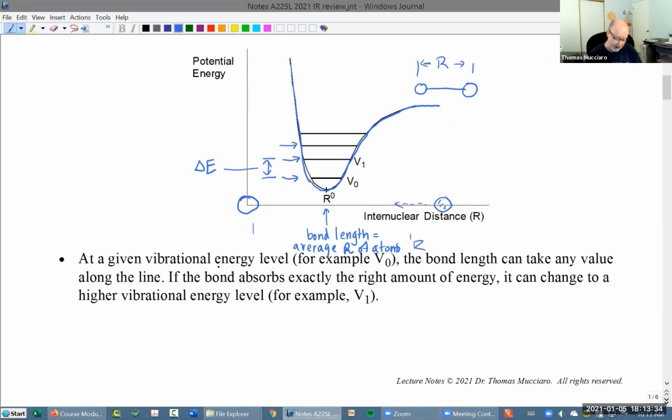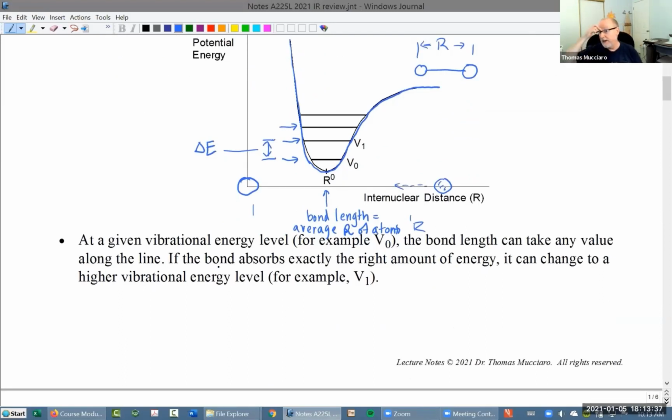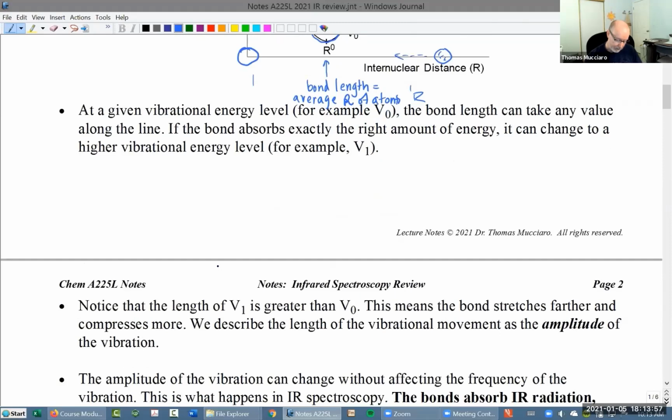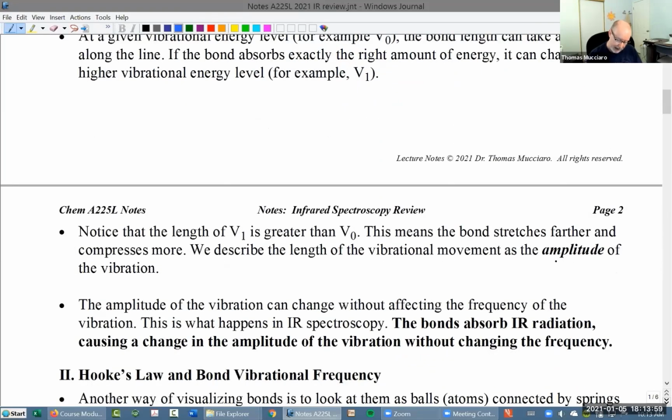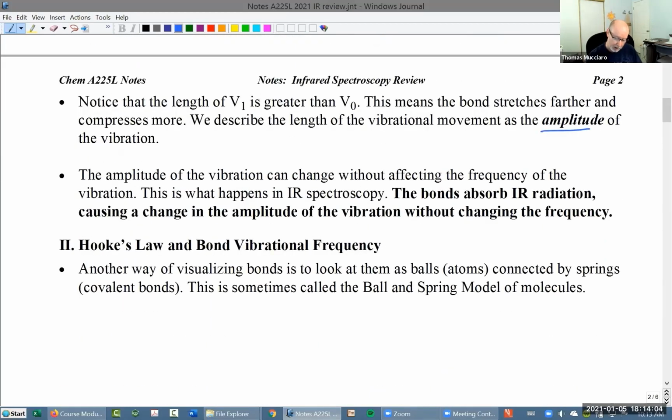That's the quantum effect. Now, the significance of that is that to change that vibrational energy, we have to put in exactly the right amount of energy. Exactly delta E. If it's bigger than delta E and it doesn't match any of those distances, it won't be absorbed, it just goes right through them. So what we're doing is increasing the amplitude of the vibrations. So bonds absorb IR radiation, causing a change in the amplitude of the vibration; it doesn't change the frequency.